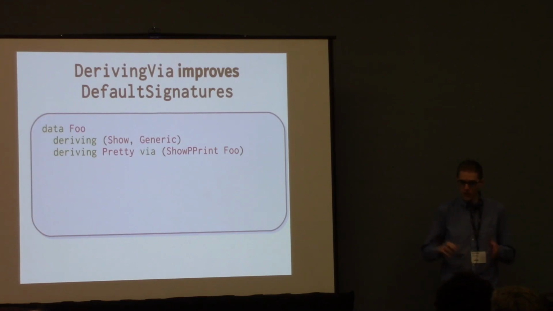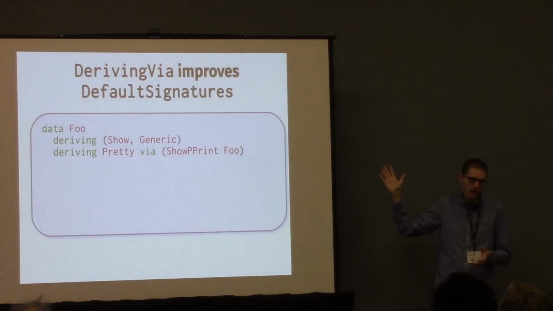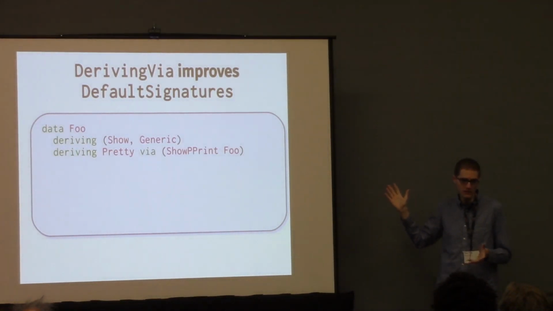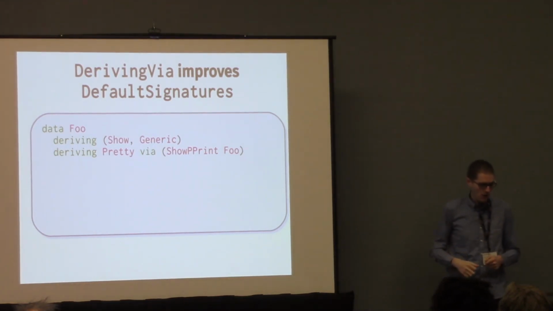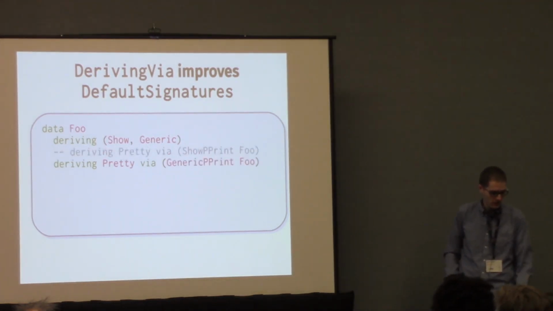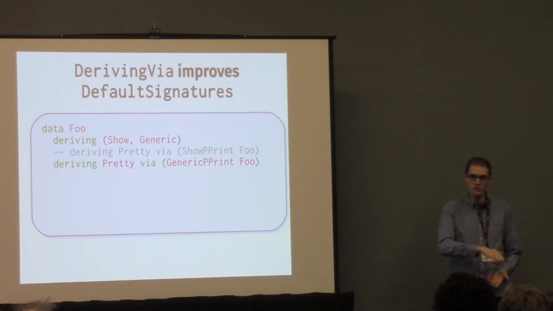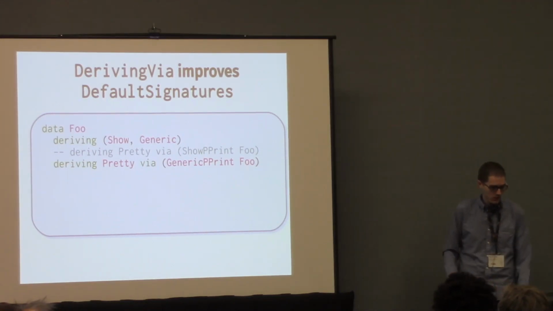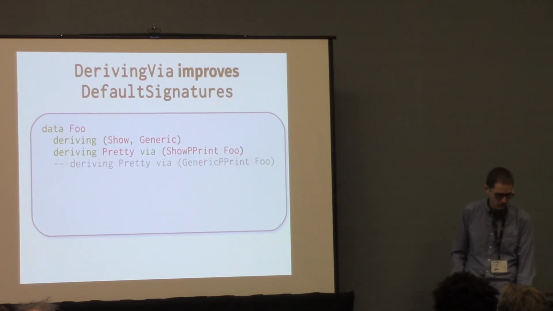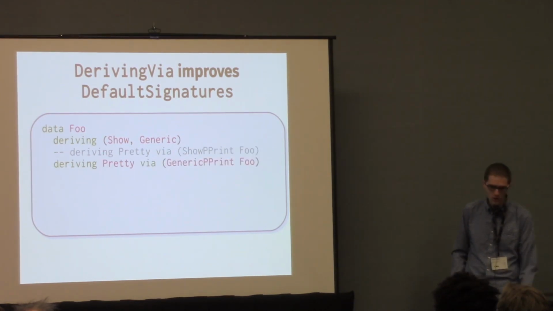And this is preferable for a number of reasons. One is we're now much more explicit about the default we're using. So people who are glancing at this code can now tell much more easily what kind of code is going to be generated behind the scenes for you. And if we don't want to use ShowPprint, then switching to the generic default is just a matter of swapping out ShowPprint for GenericPprint. So now toggling between these two things is extremely simple.